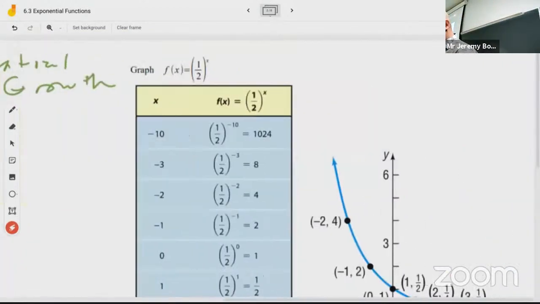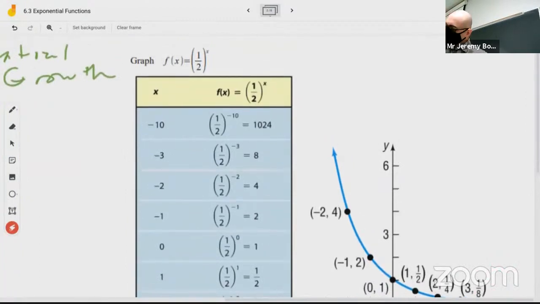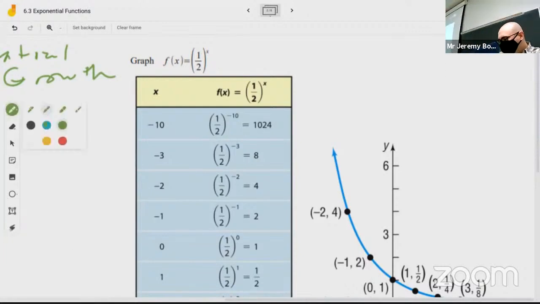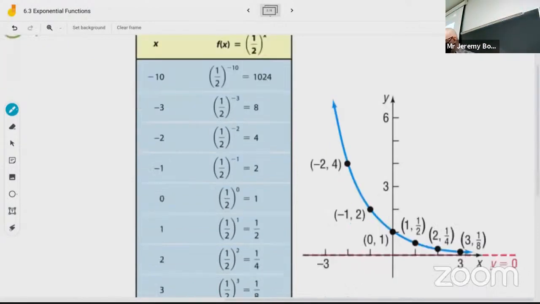So if we want to graph one, and the last time we looked at it was a base of 2, this time we're going to look where the base is 1/2. Now remember, that's the same thing as having 2 raised to the -x. So if you do have one with a negative exponent, I would say convert it so you have a positive exponent.